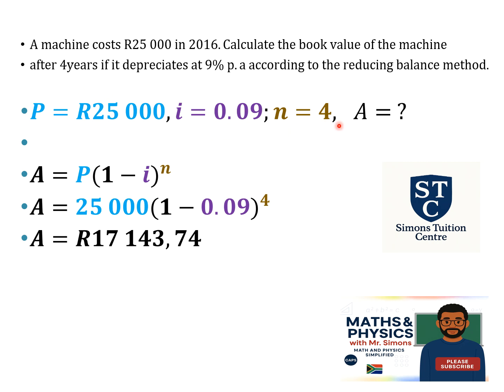They didn't say compounded monthly or yearly, etc. And when you see here Simon's Tuition Center and Maths and Physics, you should know we're dealing with the last page, so we're almost done. So we substitute 25,000 in the place of P, i is 0.09, and n equals 4. So 25,000 times (1 minus 0.09) to the power 4. So if I had to sell this machine after 4 years, I would only get 17,143 Rand 74 cents.